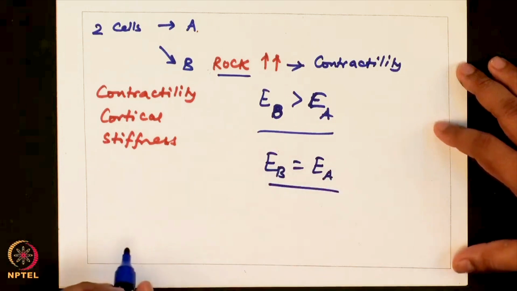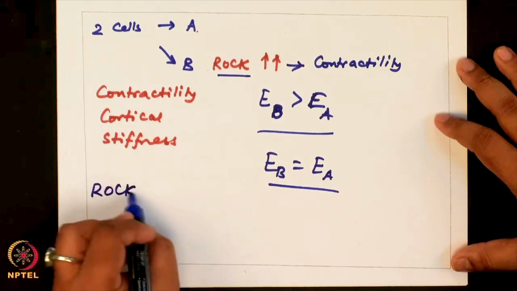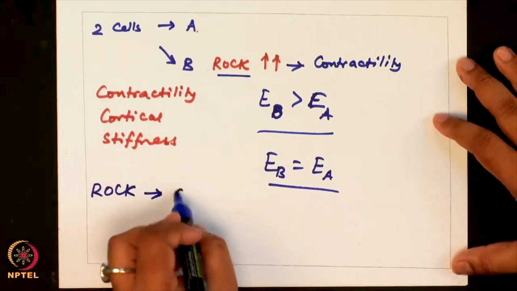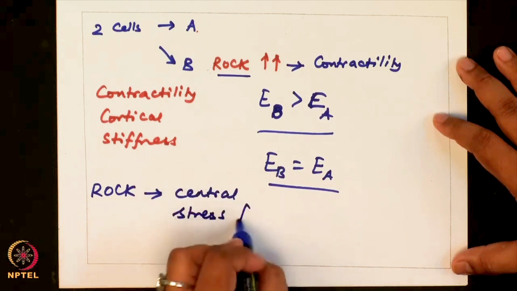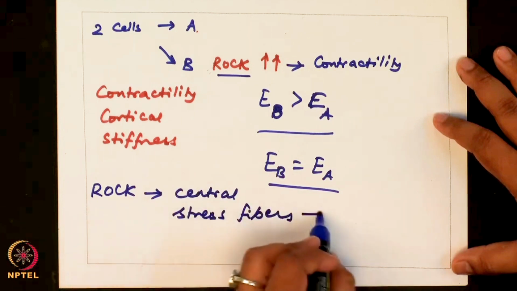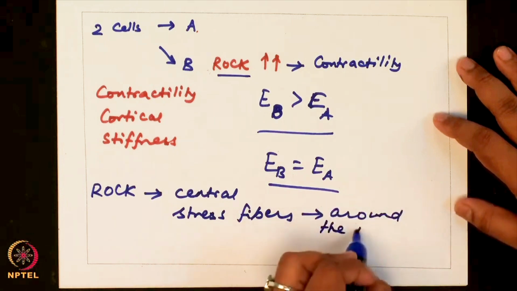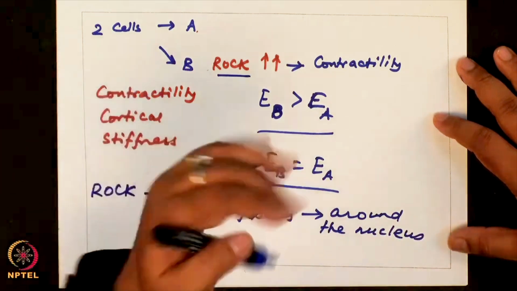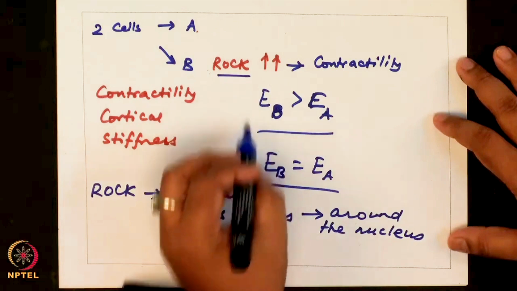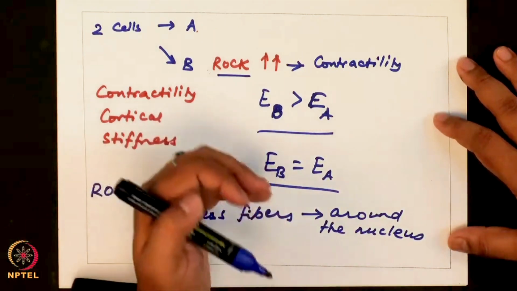Can this be possible? The answer is yes. This is because ROCK controls central stress fibers, which are present around the nucleus. So, if you probe the stiffness very close to the cortex, you may not see this difference. These things have to be taken into consideration while measuring stiffness.